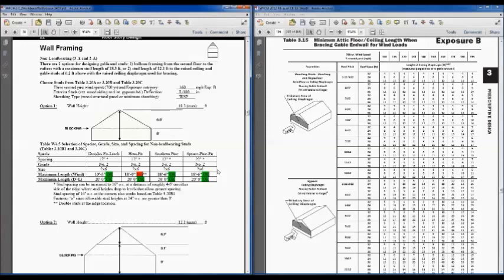So let's move to the wall framing section. Take a look at the drawing up here because this is showing kind of where we are. This is that gable end wall where we've got a vaulted ceiling. It's a non-load bearing wall. So we'll look at some of the non-load bearing wall stud tables here in a second, but there are basically two options that we've been talking about to design these end studs.